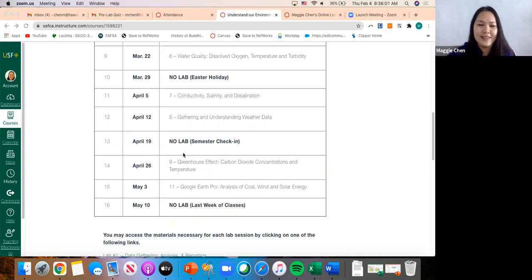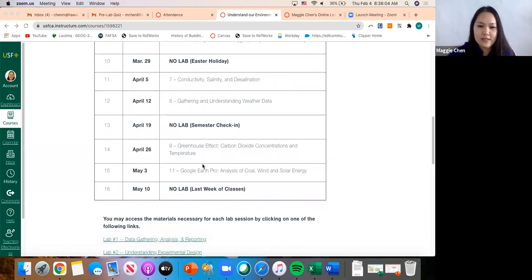And then on the week of April 26th, for Lab 9, we're going over the greenhouse effect. So CO2 concentrations within our atmosphere, how do greenhouse gases change the temperature within our atmosphere and then change the environment that we live in. And so the semester check-in actually replaced Lab 10. So there is no Lab 10, but the very last lab we're going over is Lab 11, where we're using Google Earth Pro to look at different energy resources and the amount of land that they take up, the pros and cons of each. So analyzing coal, wind, and solar energy.